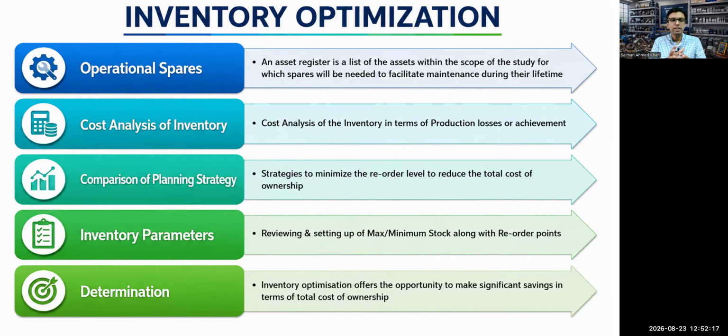Now, for inventory parameters, you review and set up the min-max levels with the reorder points. And of course, these inventory tools and techniques we will discuss in another video, which will come later on. And then in determination, you optimize inventory to make significant savings in terms of total cost of ownership. So once you are done with that, you actually optimize and assess the inventory, and you do better spare planning, or we can say the optimal order planning.